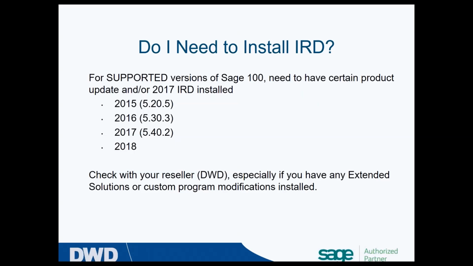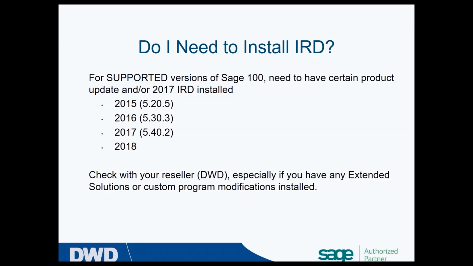Regarding the interim release download, do I need to install it? Well, if you have a supported version of Sage 100, then you need to be on a certain product level, and I indicate those here in the list. Sage 100 2015, you need to have at least Service Release or Service Pack 5. 2016, you need to have at least Service Pack 3 installed. Sage 100 2017, you need to have Service Pack 2 installed. Or if you have already made the move over to Sage 100 2018, that version does not have its Service Pack yet. That's coming out fairly soon as well.